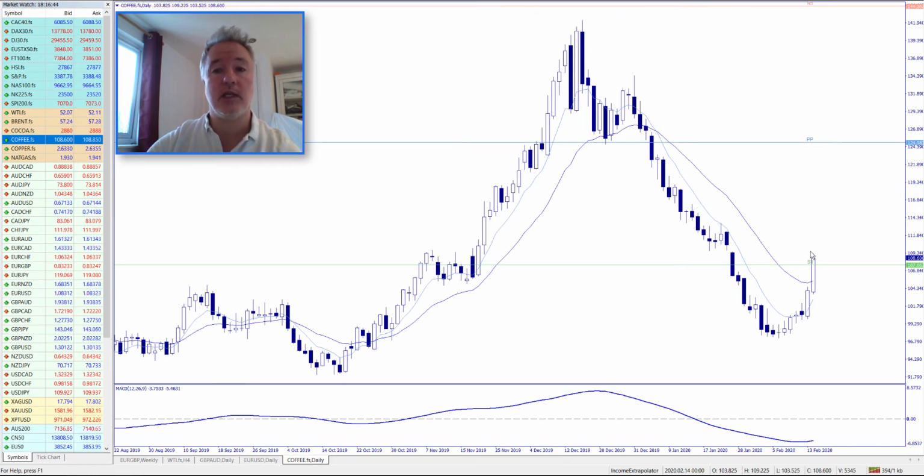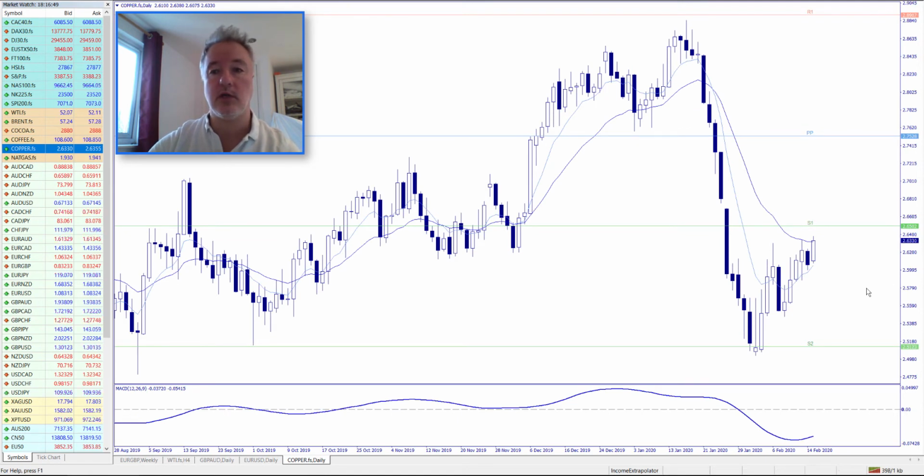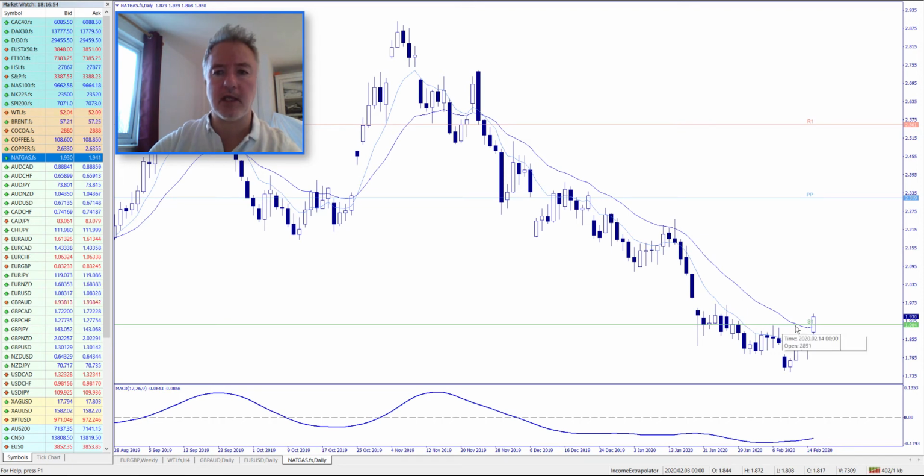Coffee looking really bullish, it's going to have to retrace at some point, and then I'll be looking to either go long or resume the downtrend. Uptrend on copper hasn't gone anywhere. Natural gas breaking the previous highs, it's an uptrend, that's a possibility.